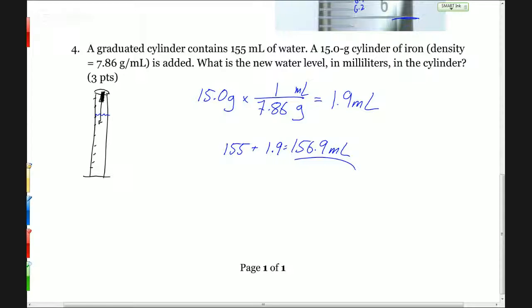Which is what we did in lab. You put the metal piece in, the water went up, and from that amount that it went up, it allowed you to figure out the volume of that piece of iron. And when you know the volume of the piece of iron, then you could find its density, and that's how we did it in lab. Questions about any of those problems?